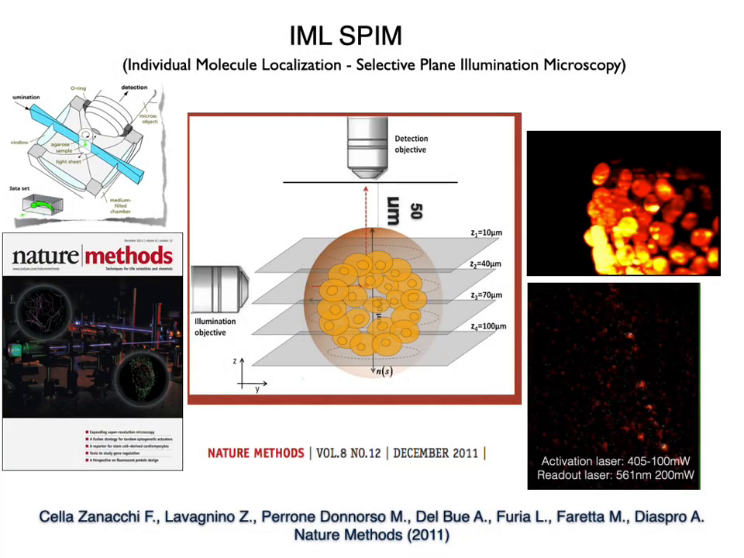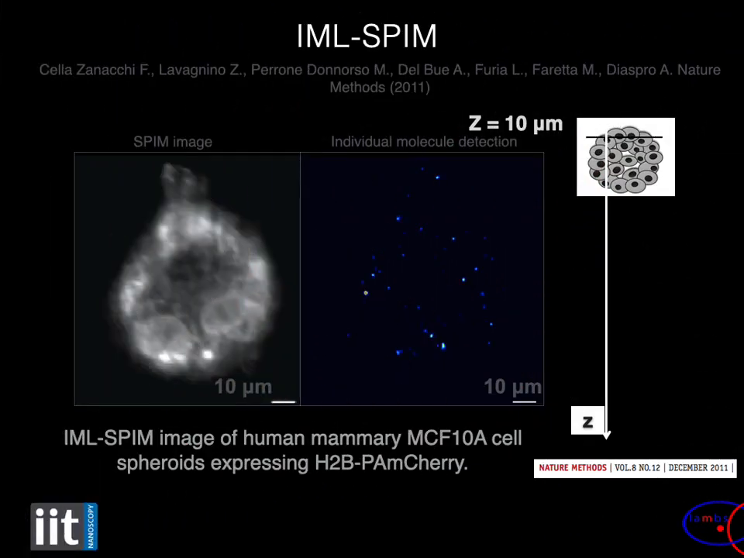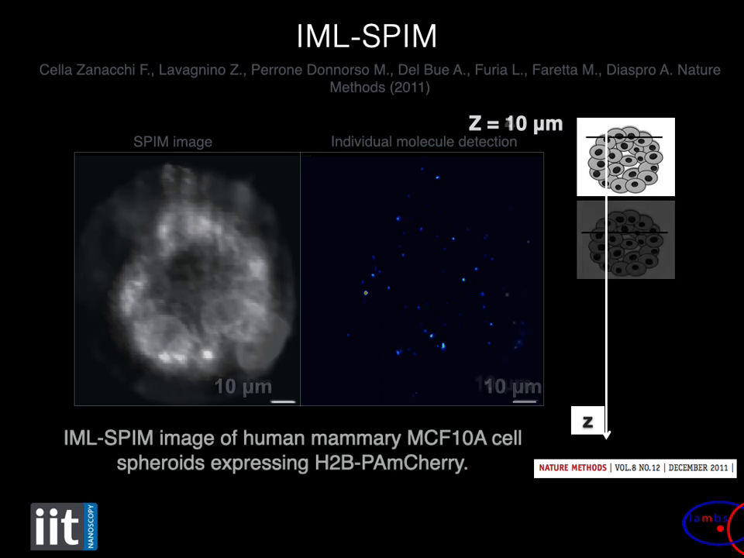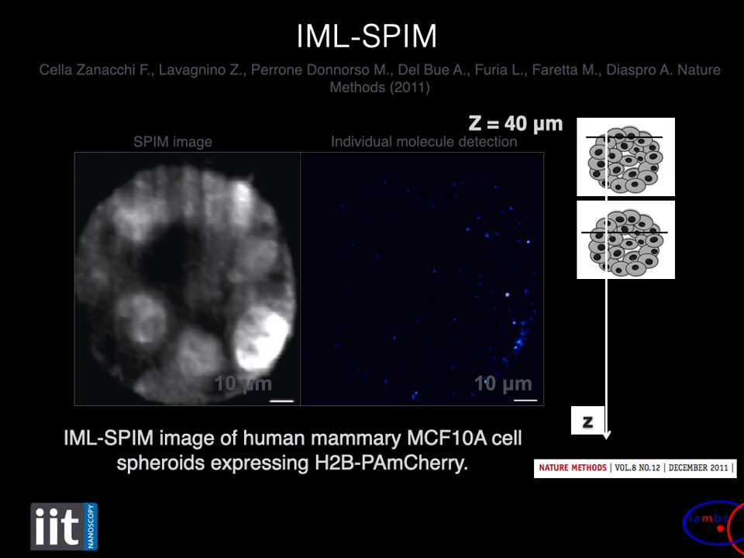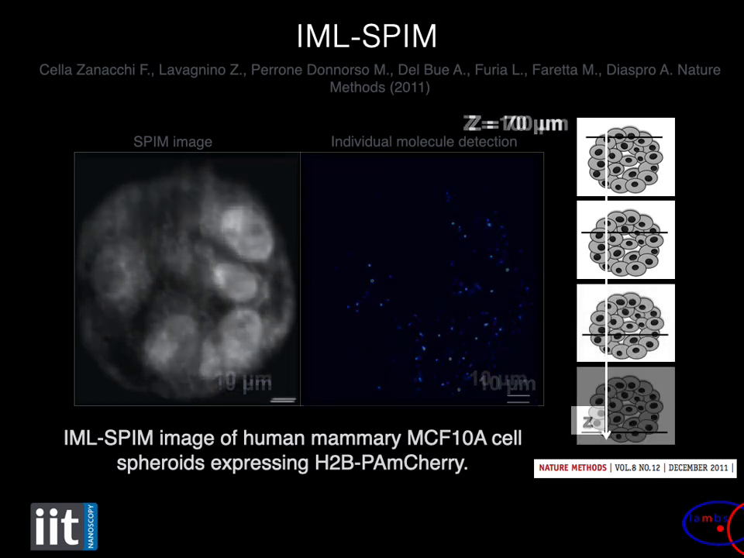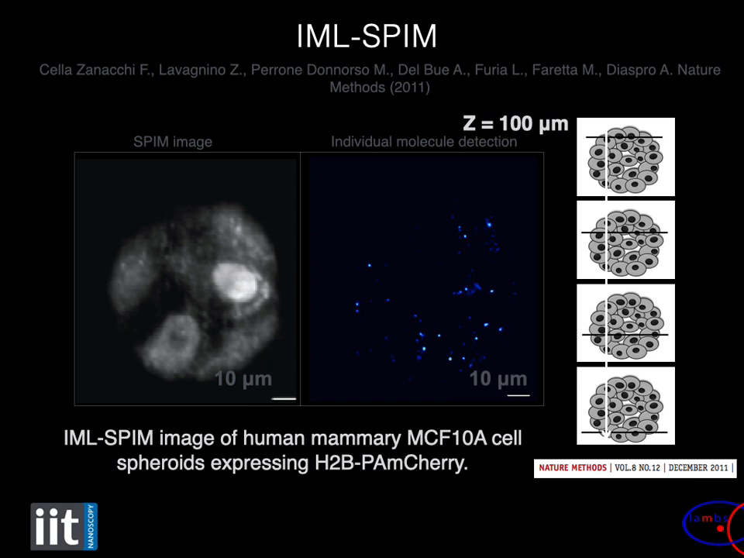So with Francesca Cella-Zanacchi, who will have another lecture in this important school, we decided to play with selective plane illumination in order to cut background from adjacent regions, and within the selected plane of illumination, perform single molecule imaging. And if you play this game, you can navigate in thick samples, like this one. When you navigate, you see 10 micron by 10 micron. Now we are with a sample of 100 micron. You can detect frame by frame single molecules. And so you can build a final image that has a better content of information in terms of resolution.